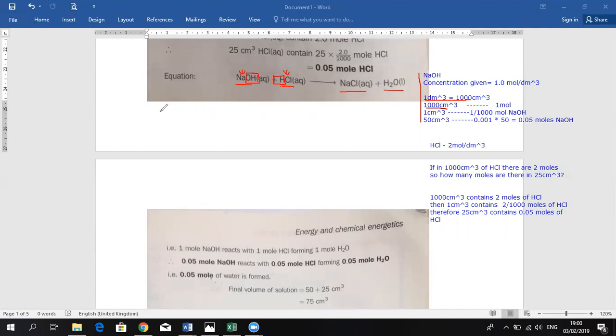Anytime you react any base, so even if I had calcium hydroxide, now with calcium hydroxide it might be a bit different because calcium is in group 2. So this is going to be like this, plus, let's say, sulfuric acid. Sulfuric acid is H2SO4 because the sulfate is a 2 minus.